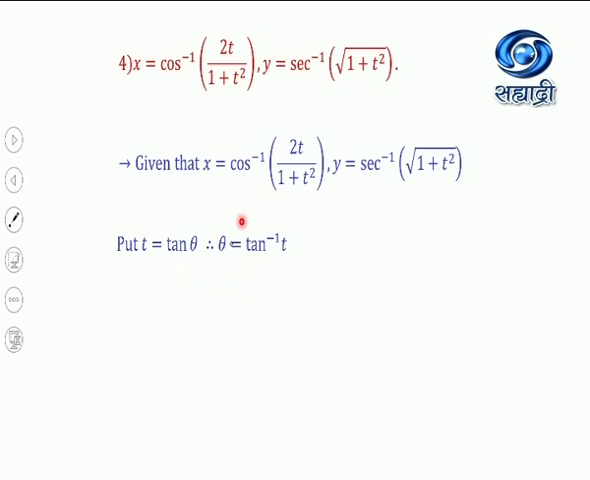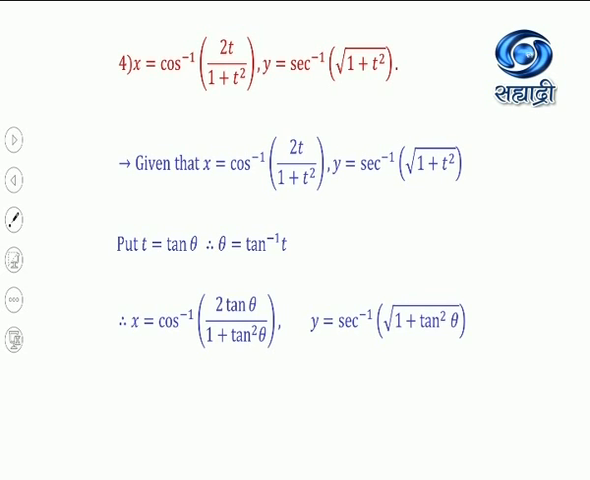By definition of inverse, you write theta equal to tan inverse t. Then what we get? x becomes cos inverse of 2t, that is 2 times tan theta, because t equal to tan theta, upon 1 plus t square, which can be written as 1 plus tan square theta. On the other side, y is equal to sec inverse of under root 1 plus t square, that is 1 plus tan square theta. So we get the values of x and y like this.